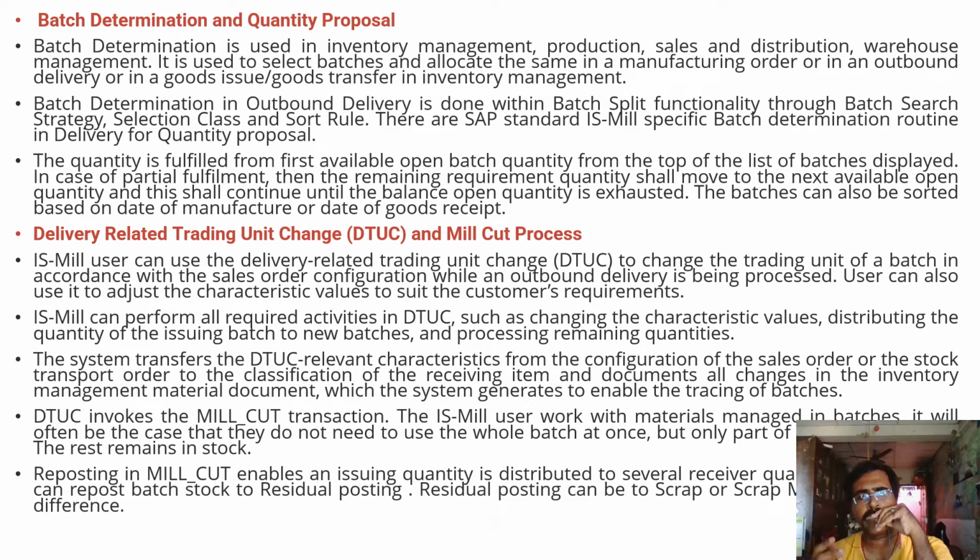So the system transfers the delivery related trading unit change relevant characteristics from the configuration of the sales order to the stock transport order, to the classification of the receiving item, and documents all the changes in the inventory management material document, which acts as a track and trace of the material movements, so that the system generates it to enable the tracing of batches. The delivery related trading unit change invokes the mill cut transactions.